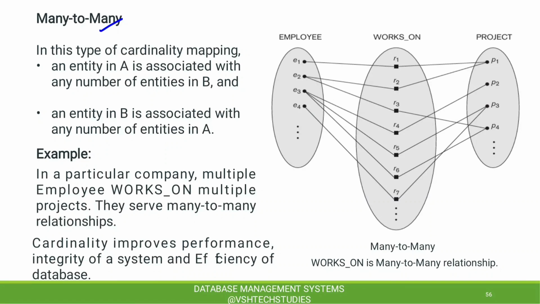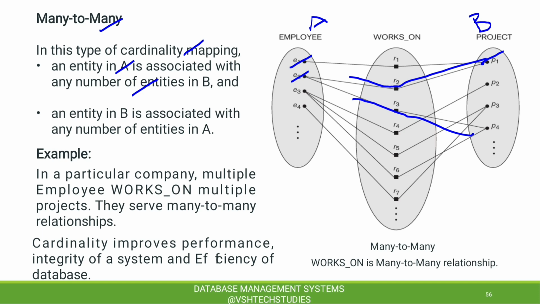So the next one is many-to-many relationship type. In this cardinality mapping, an entity in A is associated with any number of entities in B. So employee entity if you take as A, project entity as B. So one entity in A is associated with P1 here. But E2 entity, if you take, it is associated with P1 and P4. So one is associated with many here.